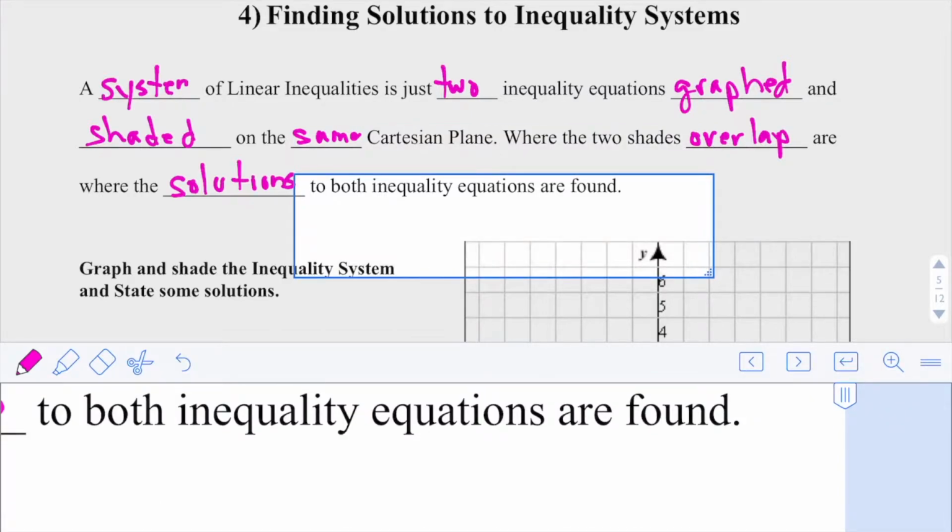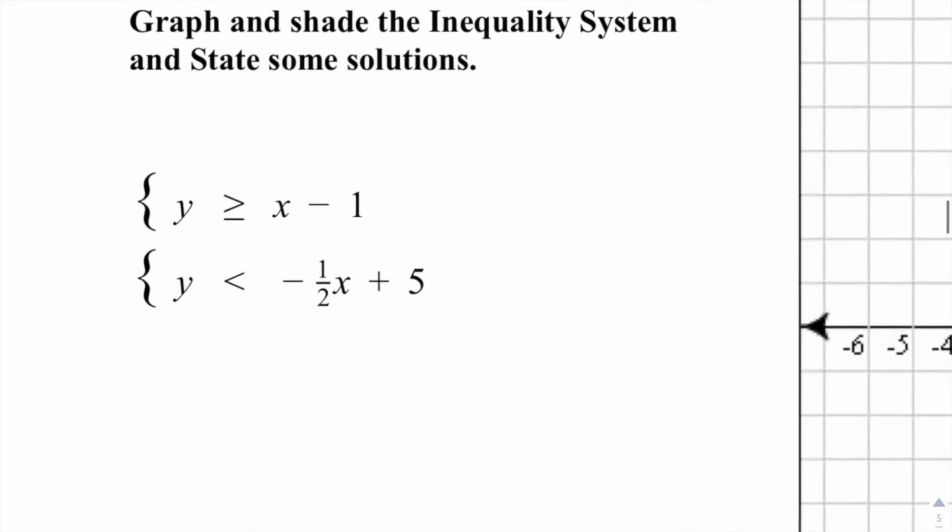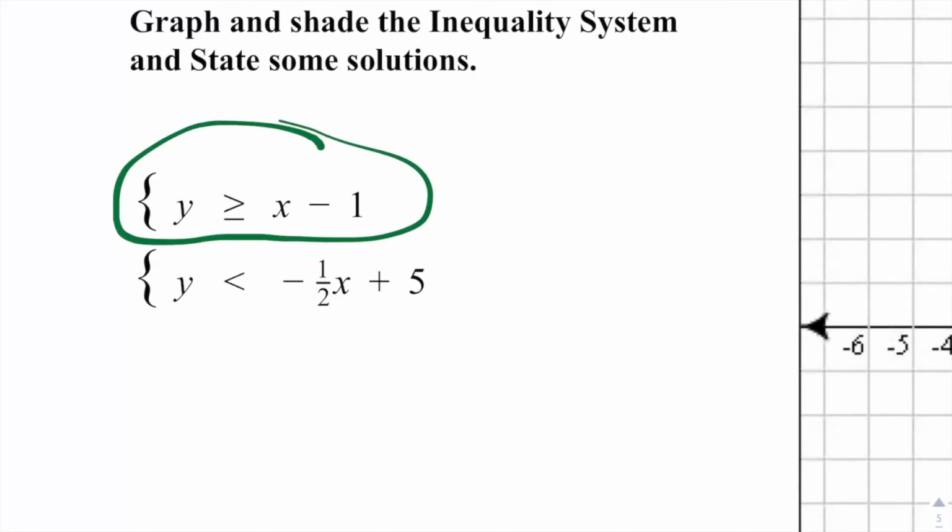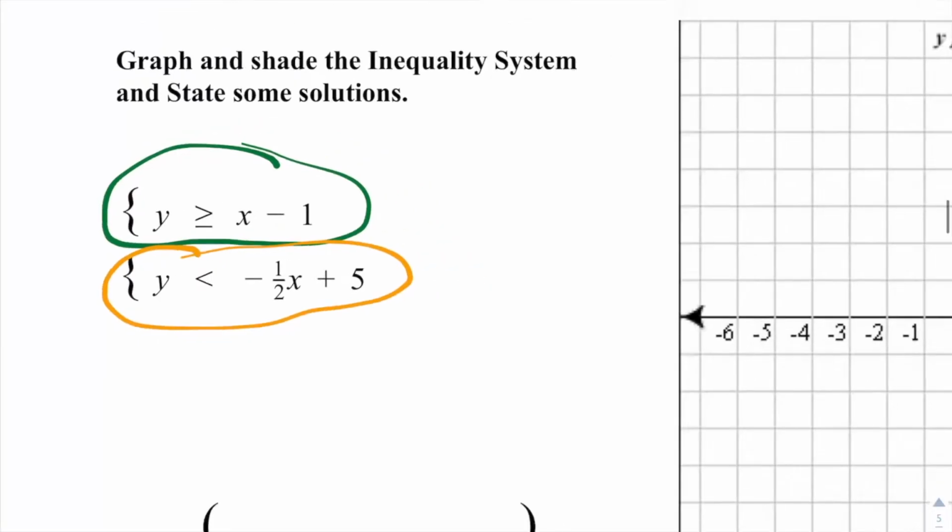So let's go do an example. So here we have two inequality equations. We have y is greater than or equal to x minus 1, and we have y is less than negative 1/2 x plus 5. So let's graph the lines.